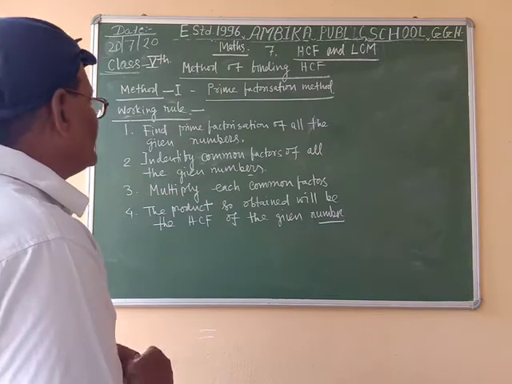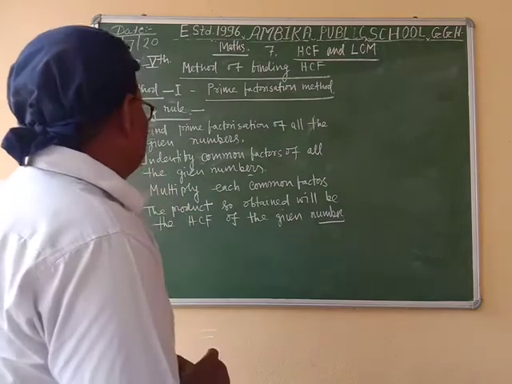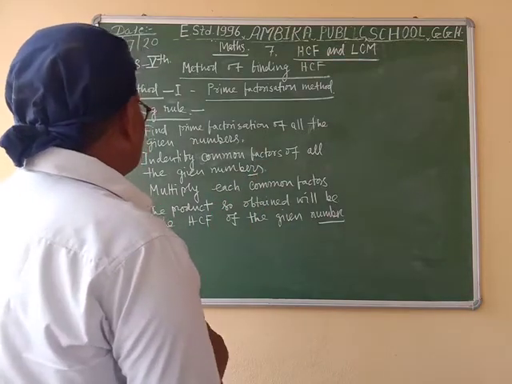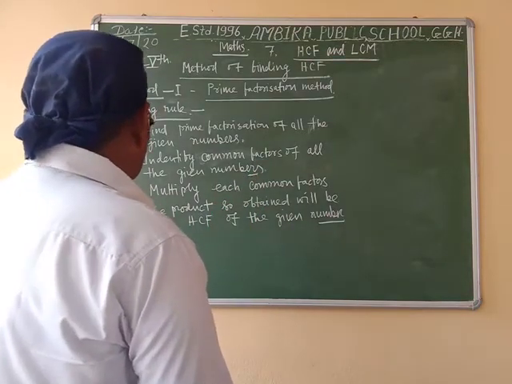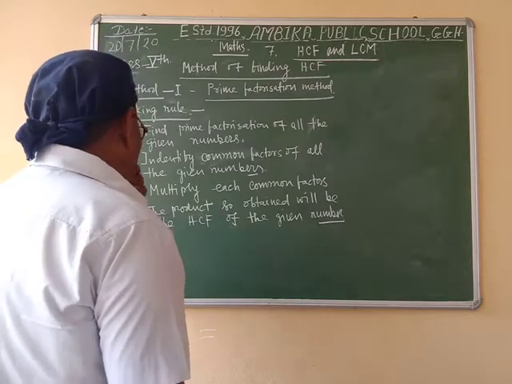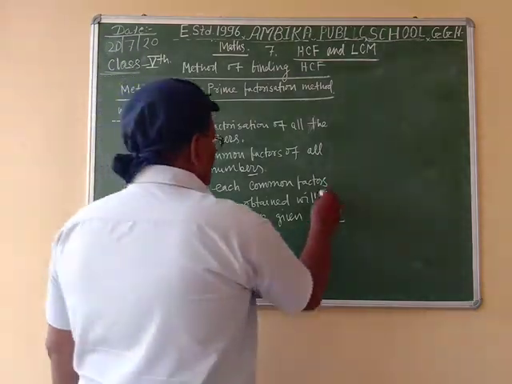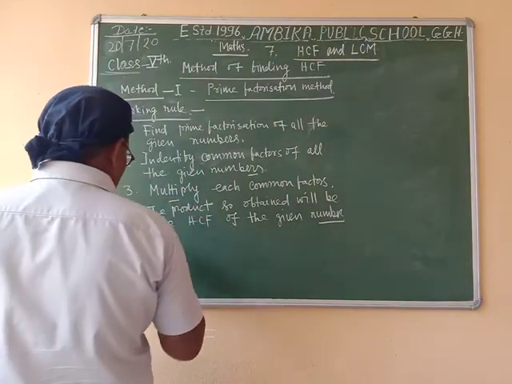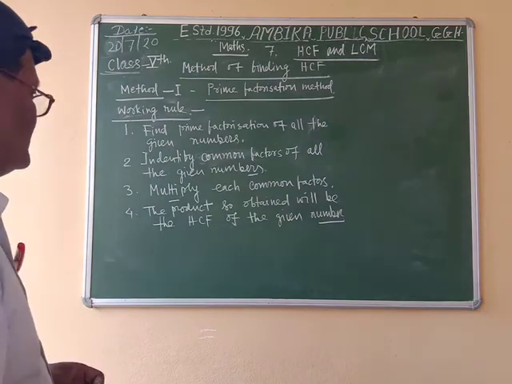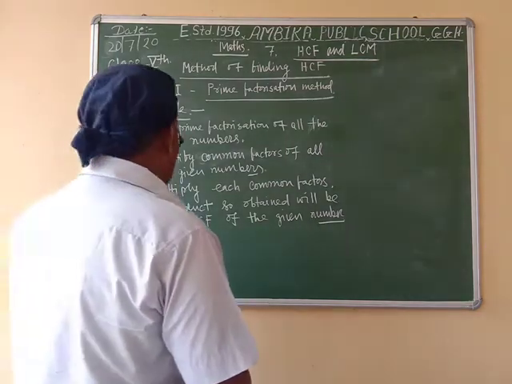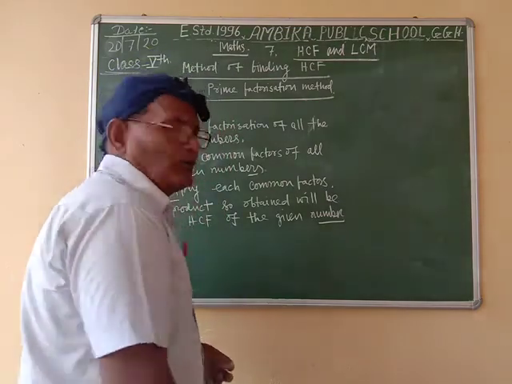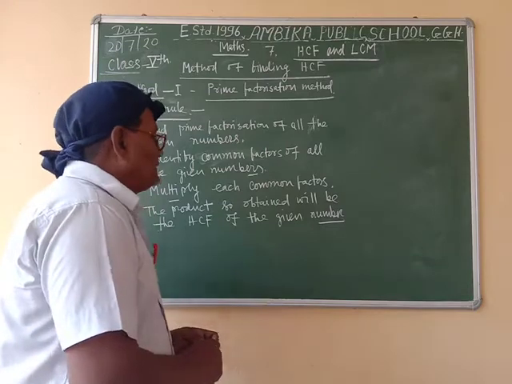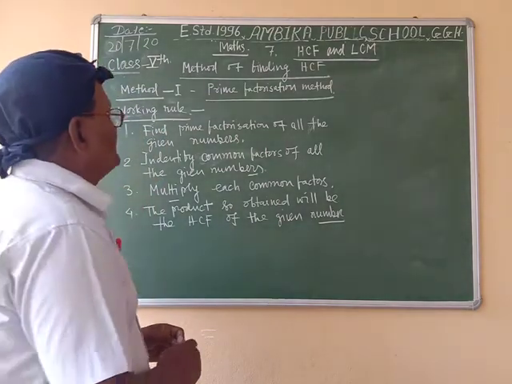अब जितने भी उभयनिष्ठ गुणनखंड हैं उसमें से कॉमन फैक्टर उभयनिष्ठ गुणनखंड को चिन्हित करना है, आइडेंटिफाई करना है, और उसके बाद multiply each common factors. उसके बाद सभी उभयनिष्ठ गुणनखंडों को मल्टीप्लाई कर देंगे. The product so obtained, इस प्रकार प्राप्त गुणनफल will be the HCF of the required number. इस प्रकार प्राप्त गुणनफल दी हुई संख्या का महत्तम समावर्तक प्राप्त होता है.